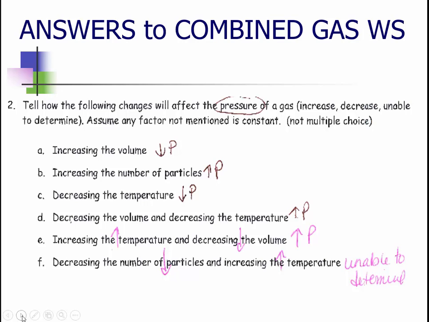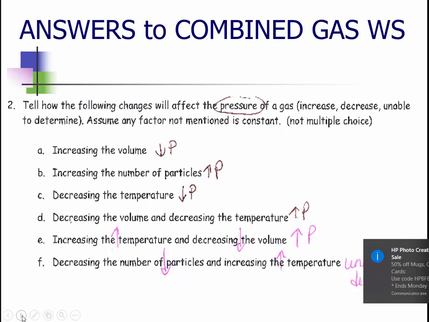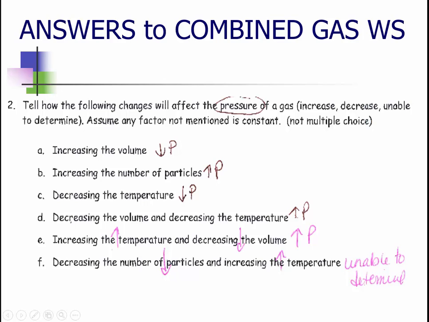For letter E, if you have an increase in temperature and a decrease in the volume, our pressure should go up as well. But for letter F, if we decrease the number of particles, that means the pressure is going to go down. Less particles, less collisions. And if you increase... Sorry about that. If you increase the temperature, the pressure should go up. So now we have a decrease in one thing, an increase in another. We're unable to determine what is actually going to happen to the pressure. We would have to have numbers to plug into the combined gas law to actually figure out what is going to happen in that case.